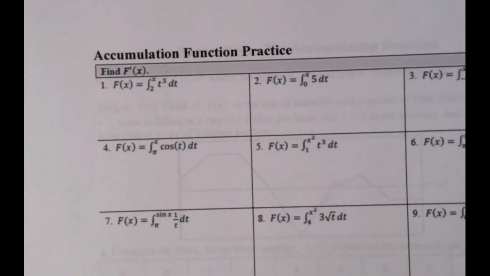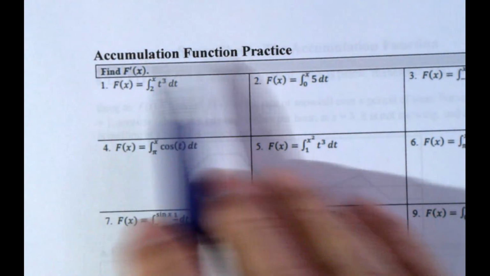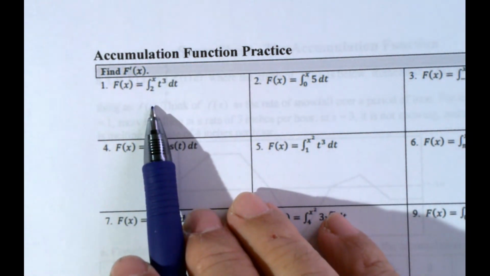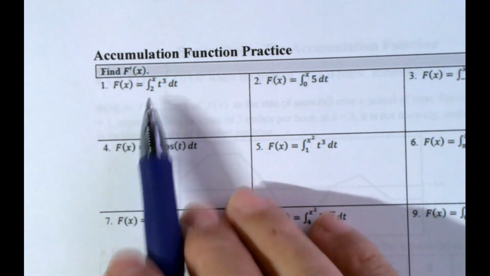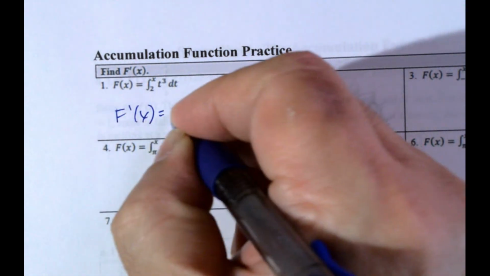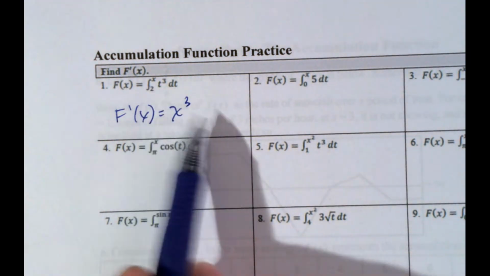Because here they're asking for the derivative, right? We're asking for the derivative. So this is not really an accumulation function practice. This is a second fundamental theorem of calculus practice. So if you plug in x, so f prime of x, that's going to be x cubed. That's it, right? Because the derivative of x is 1, so there's nothing needed here.